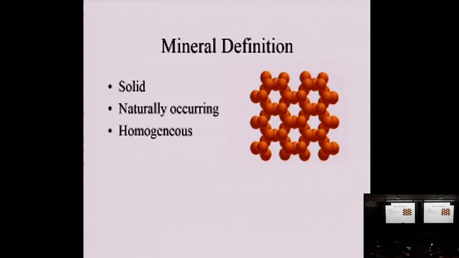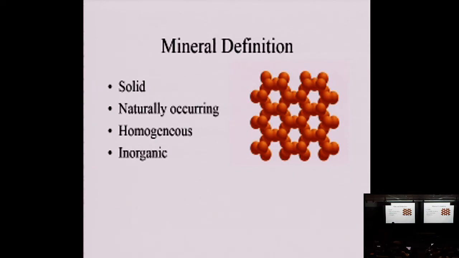Next part of the definition is it has to be homogeneous. Homo means the same, genus, made of, so it's the same throughout. Now we'll see how there will be slight variations in the chemistry of a mineral, but by and large it has to be the same everywhere you go in the microscopic scale within that sample. It's the same. There are no variations in the mineral.